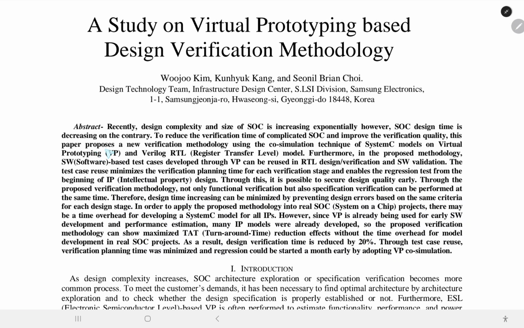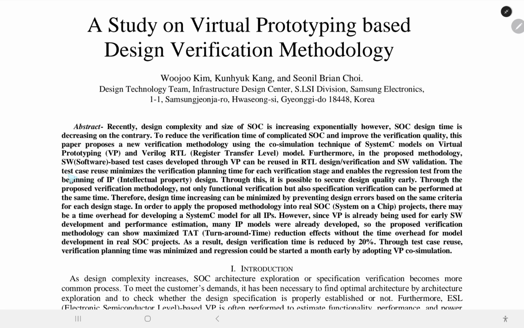this paper proposes a new verification methodology using the co-simulation technique of SystemC models on virtual prototype VP and Verilog RTL, register-transfer-level model. Furthermore, in the proposed methodology, software-based test cases developed through VP, virtual prototype, can be reused in RTL design verification and software validation.